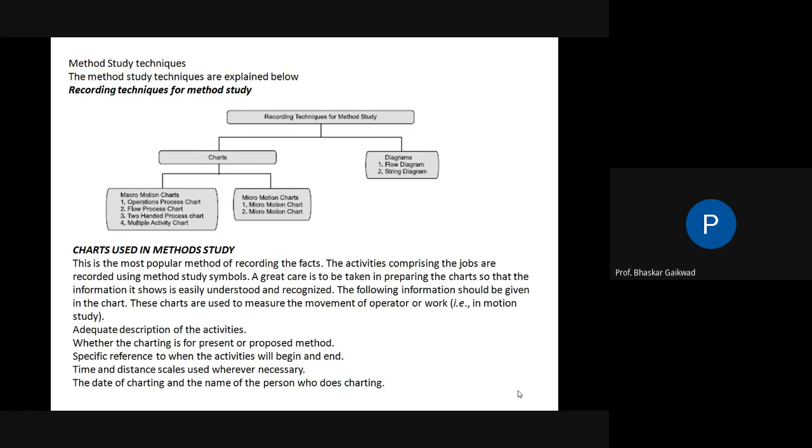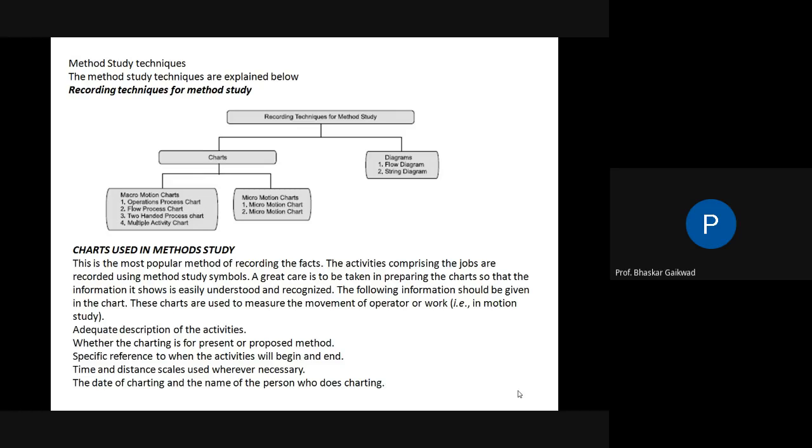So here, four charts are there: the micro motion chart and macro motion charts, and then two diagrams, flow diagram and string diagram. So these are the recording techniques used in method study. Okay, so up to here it is clear. If anybody has any problems on any point, you can ask. If you are not getting it, you can ask.